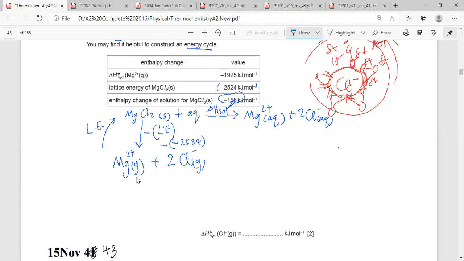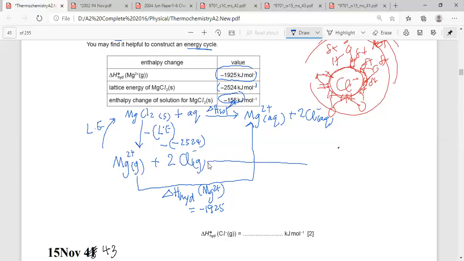Now here, to go from here to here, this is your heat of hydration of Mg2+. Given? Yes, equals minus 1925. Notice it's negative, isn't it? Why? Because bonds are formed between water and Mg2+. People make the mistake here. Now here to here is your heat of hydration of Cl-.